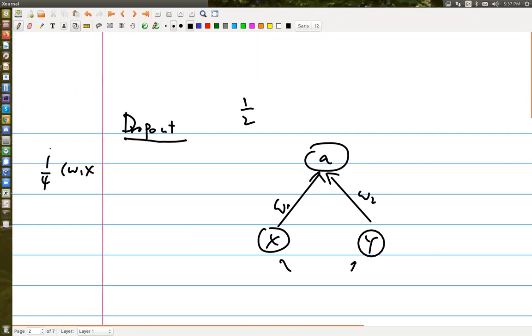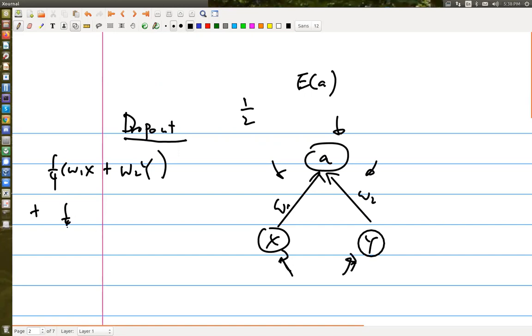the output here. Let's say I want to see what the expected output A will be. In this case, it will be W1 times X plus W2 times Y if both of them are not dropped, but this only occurs with a quarter probability. Or I can have the situation where this one is dropped and this one is not dropped. So in this case, W1 is not there because it's dropped. I only have W2 times Y, right?